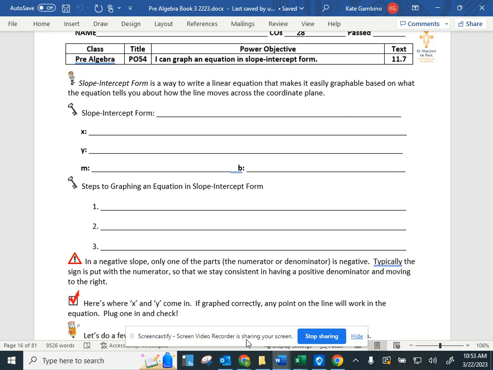So we've learned about slopes last unit. We've learned about the x and y intercepts. We're going to use that knowledge.